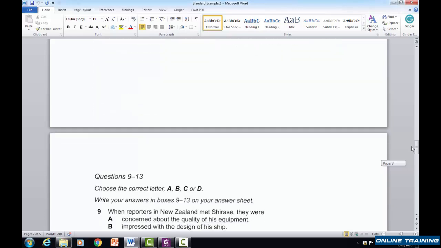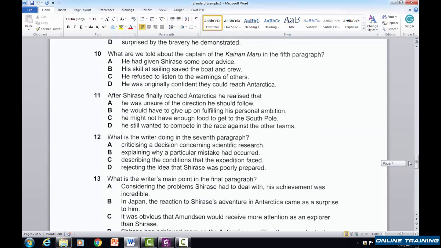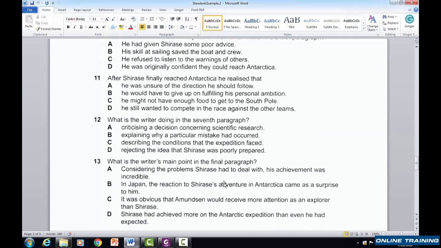Okay, so our correct answer for number 13 is going to be choice A. Considering the problems of no advantages and no experience, his achievement was incredible. He was greeted like a hero. That's the writer's main point of the final paragraph, right?